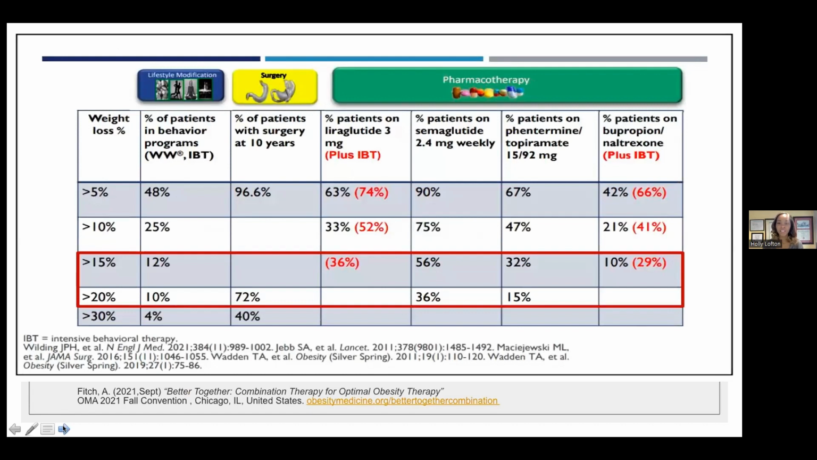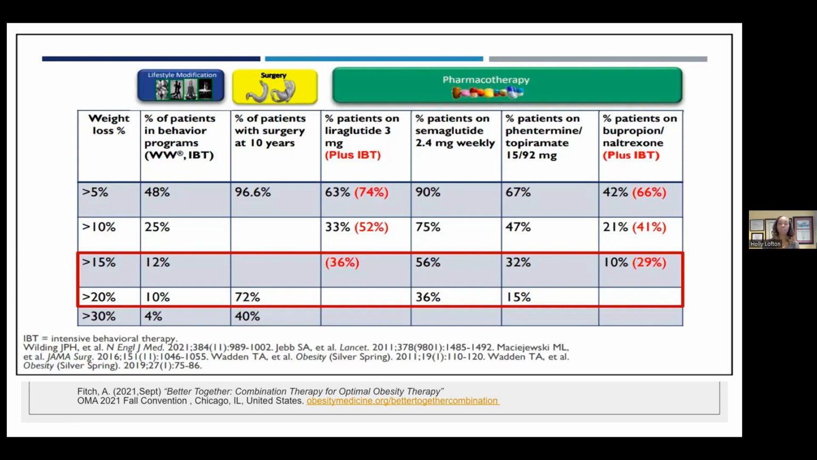And this is a very simple schema of the different types of medications that are available and different types of treatment options and their efficacy. So we're looking at patients in different programs. So let's say patients on intensive behavioral therapy. This is seeing a dietitian, counting your calories, doing lots of exercise. The likelihood of losing weight increases with the aspect of how aggressive we're being with the management.